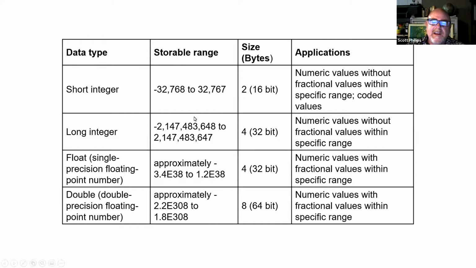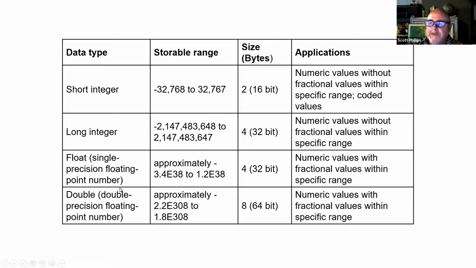If you have more than that, if you're getting up to the millions or even a little bit into the billions, you can have one that stores twice as much space, but it has a bigger range of numbers it can store, called a long integer. These are integers, so they don't have fractions, they're just whole numbers.